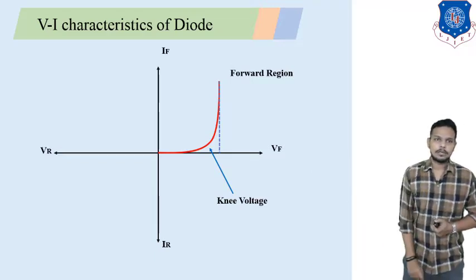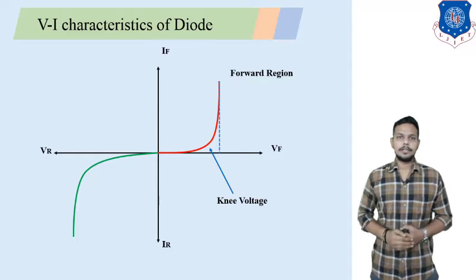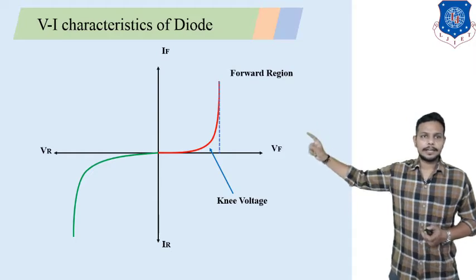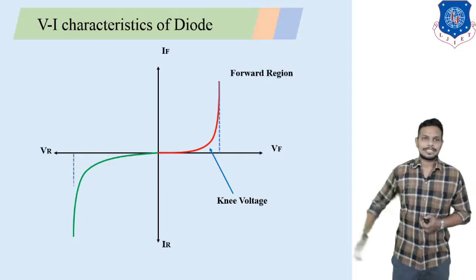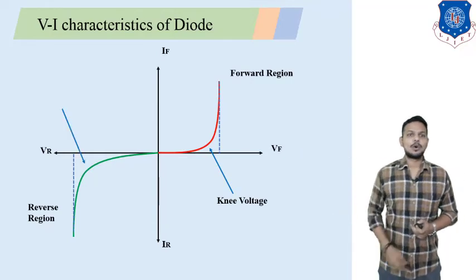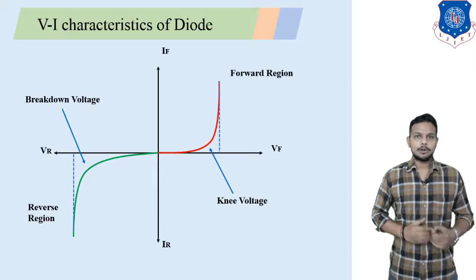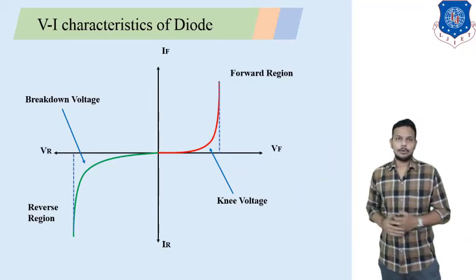Now let us discuss the reverse voltage. In the reverse region, if we increase the voltage, the current increases in the same manner as in the forward region. So this is the reverse region, and in this reverse region this bend is known as the breakdown voltage. Breakdown voltage means that after this point your diode can be damaged permanently. So this is the VI characteristics of a diode.